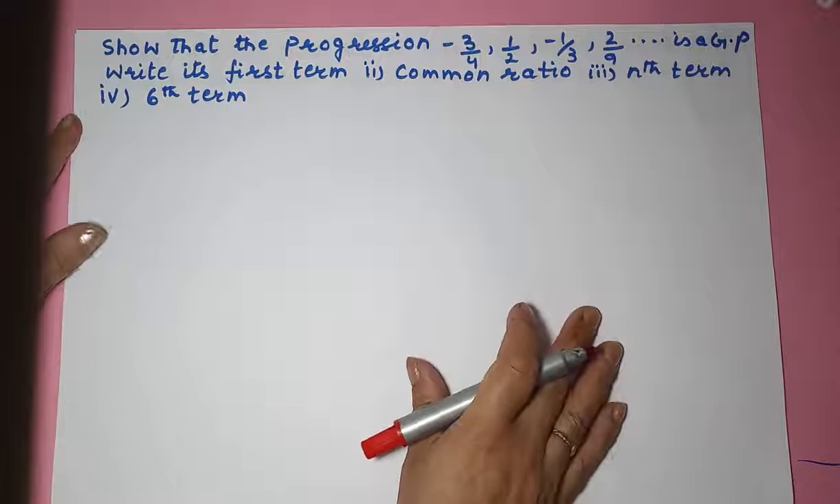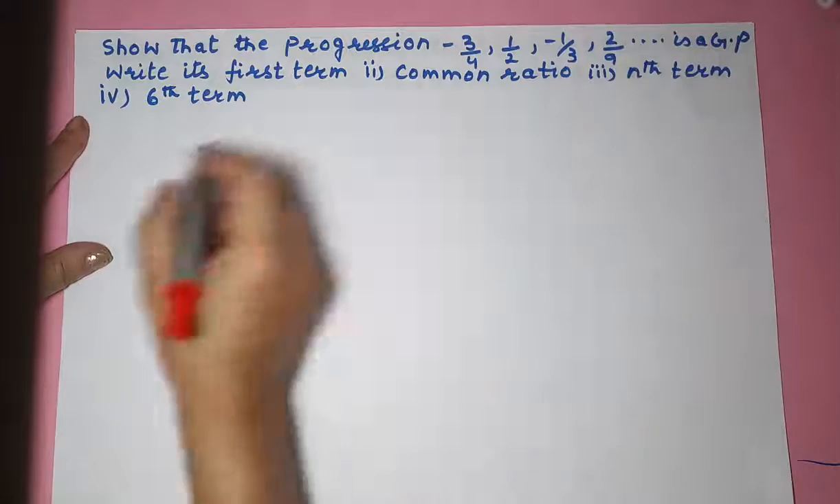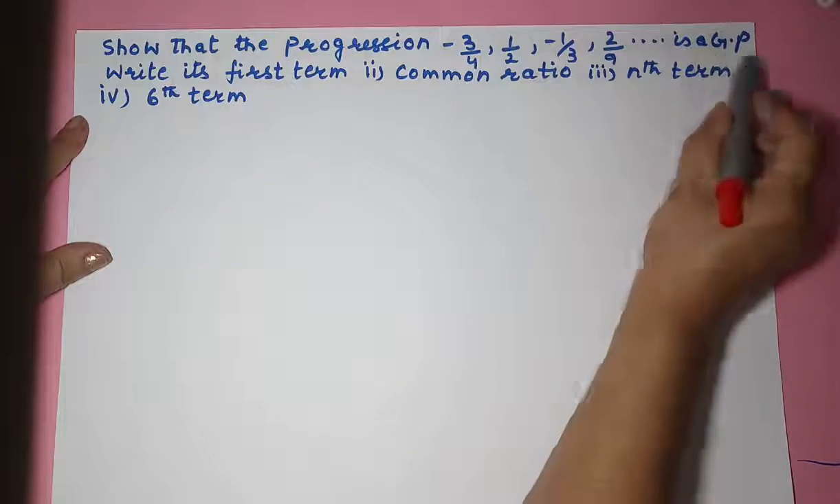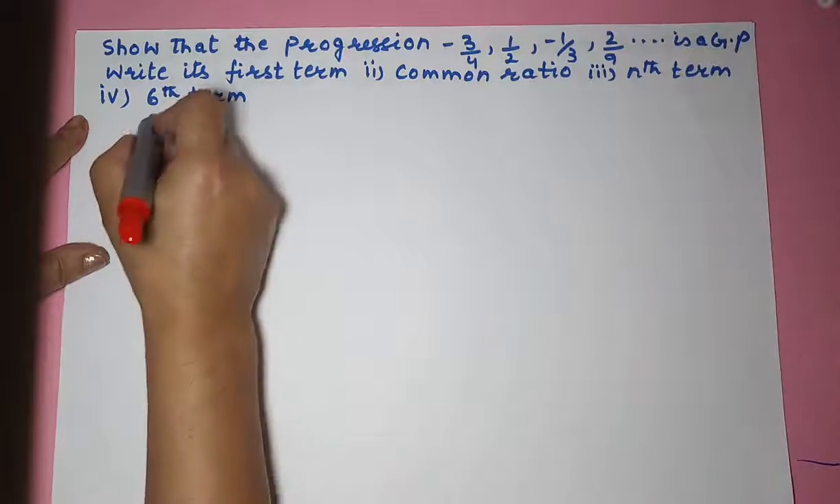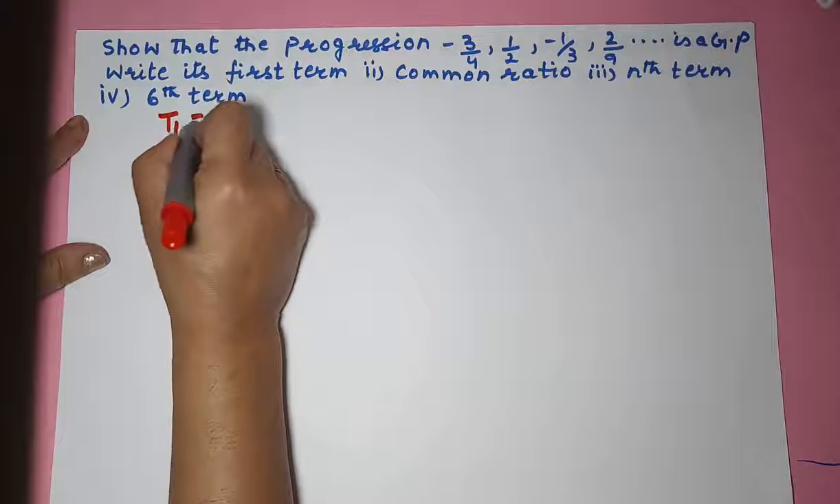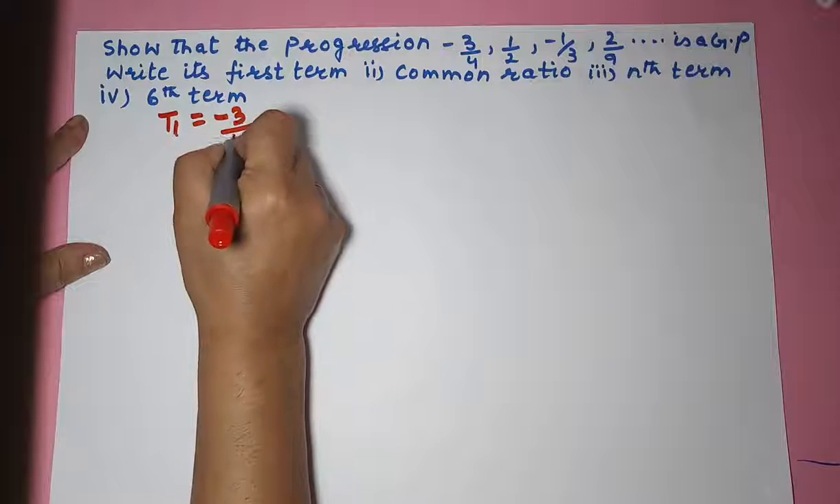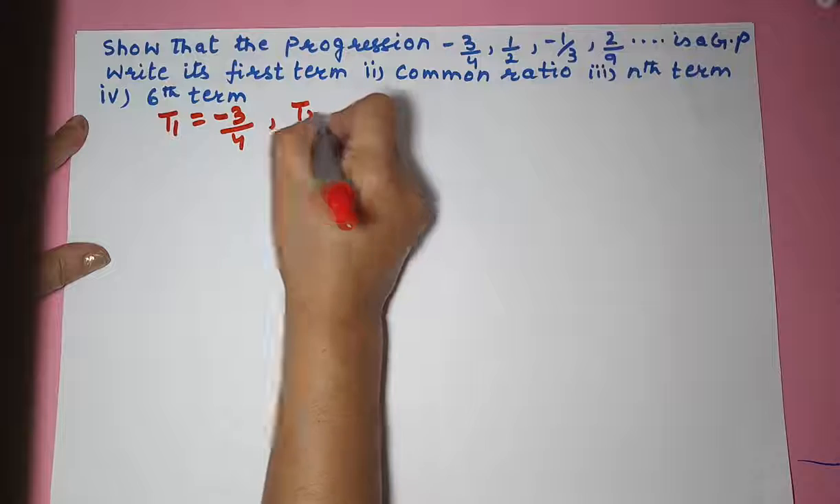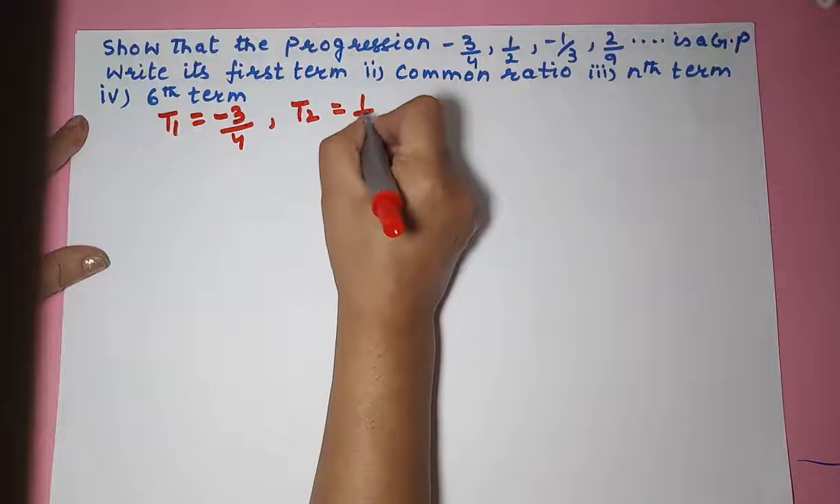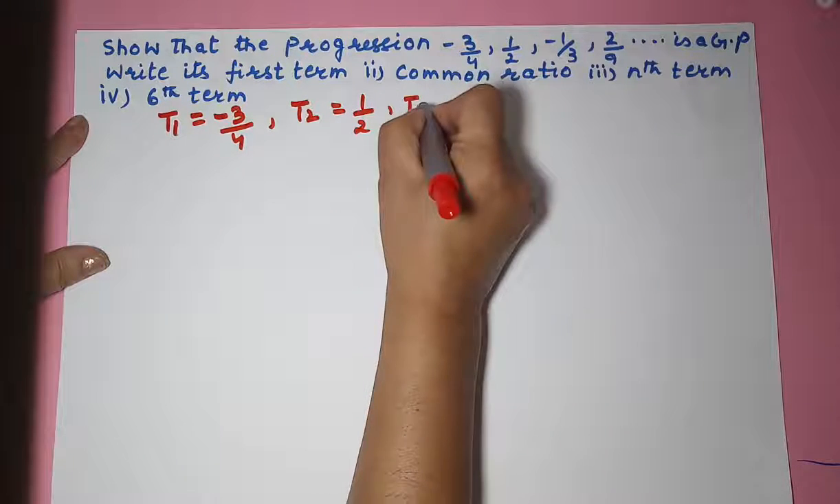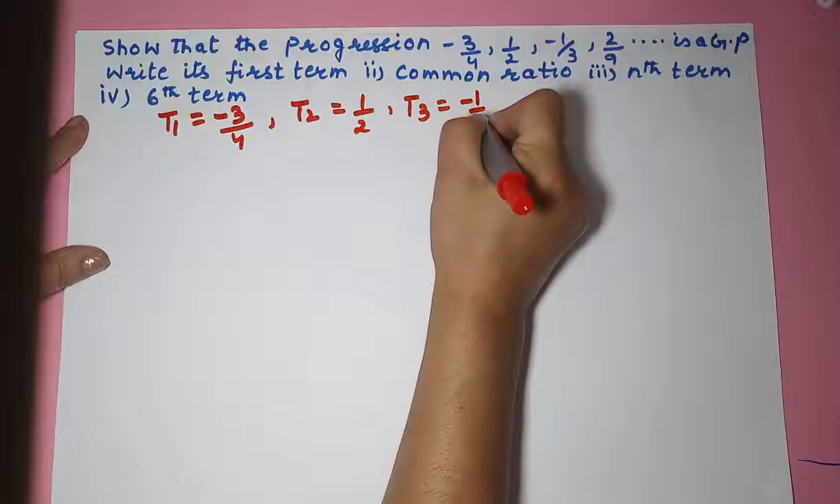Again, the same type of sum. Show that the progression is a GP. Right? Now I know what my T1 is. My T1 is minus 3 by 4. What is my T2? My T2 is 1 by 2. My T3 is minus 1 by 3.